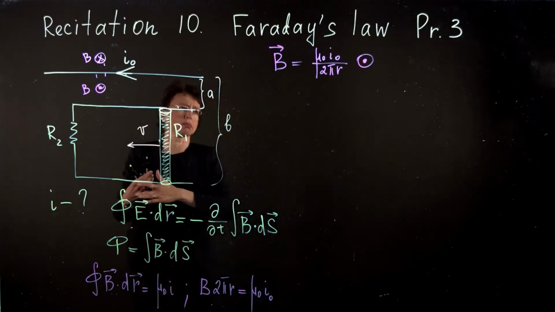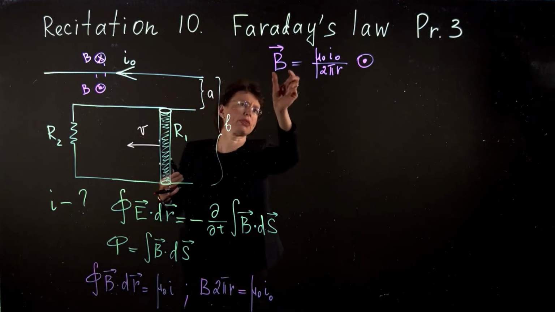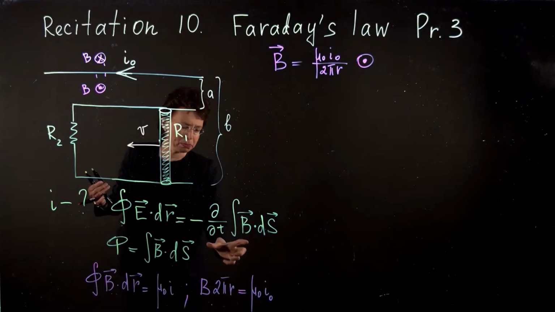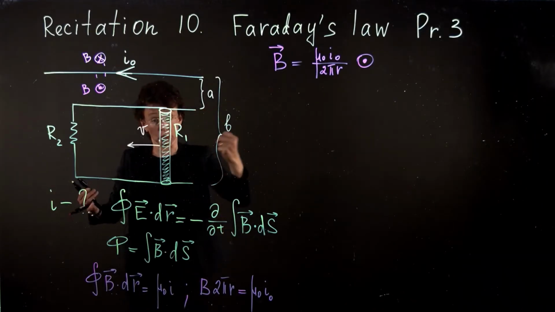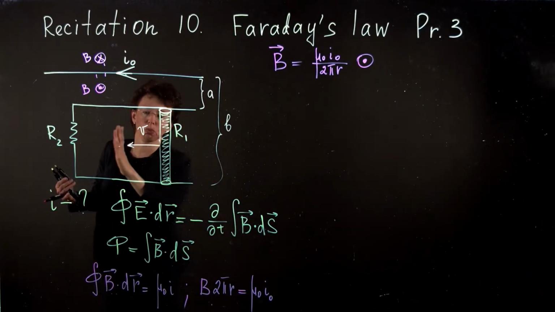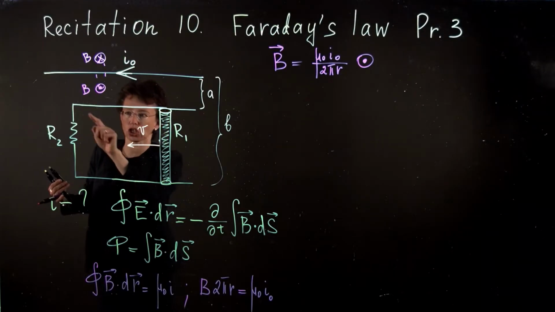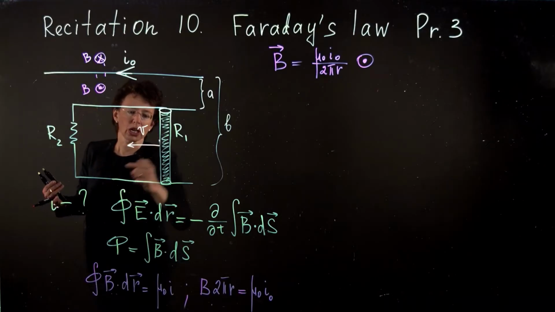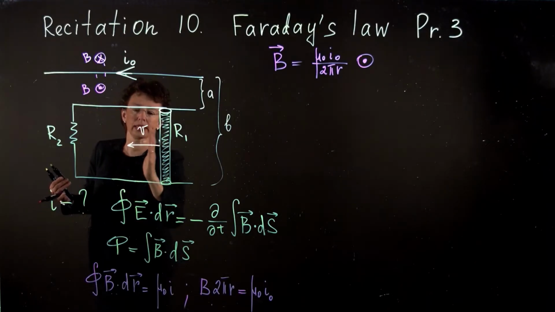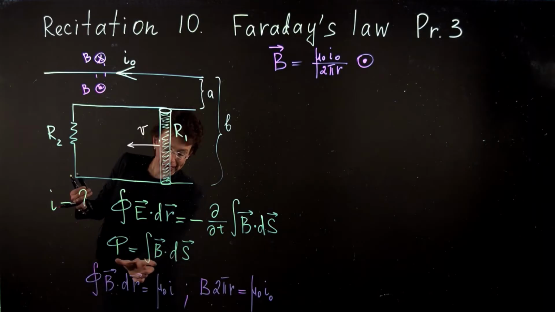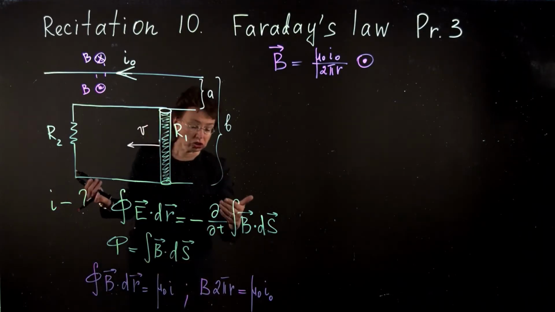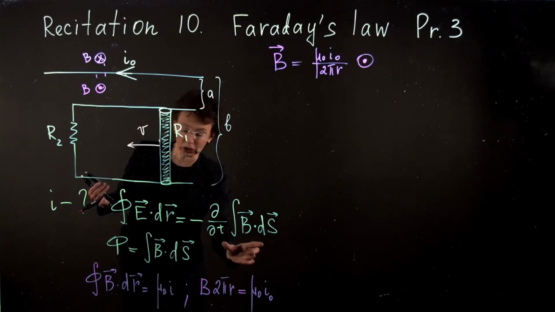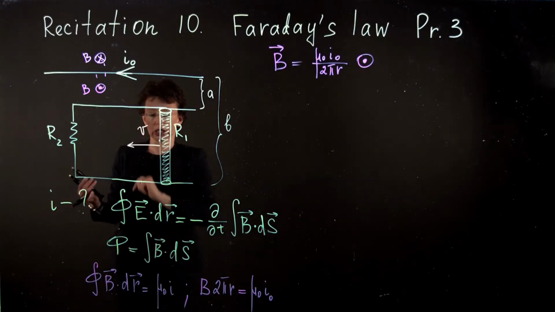Okay, so there is a magnetic field, but this magnetic field does not depend on time. So where is the time-dependent process that we need? Well, we move this rod. Since we move this rod, the area bounded by our circuit changes. Since the area changes, the flux changes in time, and time-dependent flux generates current in our loop.